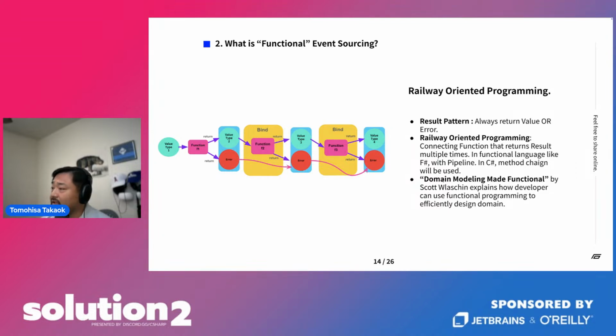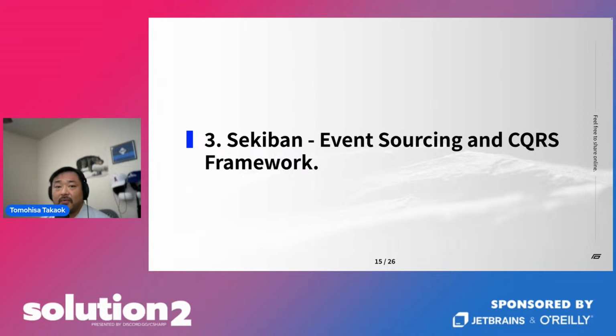And like the book Domain Modeling Made Functional by Scott Wlaschin explains, developers can use functional programming to efficiently design a domain. So now many people are starting to do this in C#, TypeScript or Scala, and many people are starting to do event sourcing as a functional way of handling things. So how do we do it? Sekiban, an event sourcing and CQRS framework.